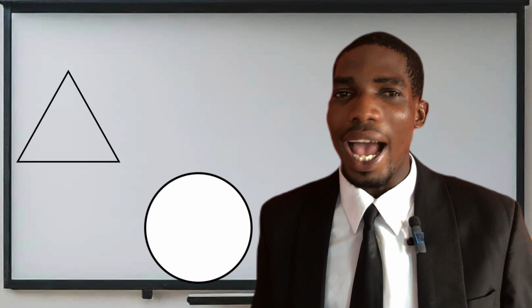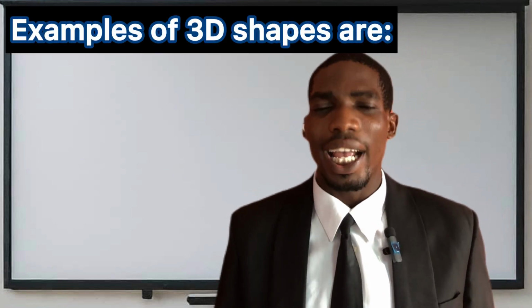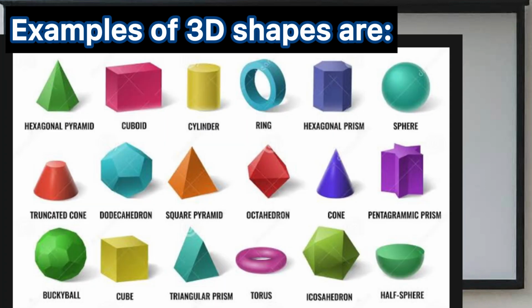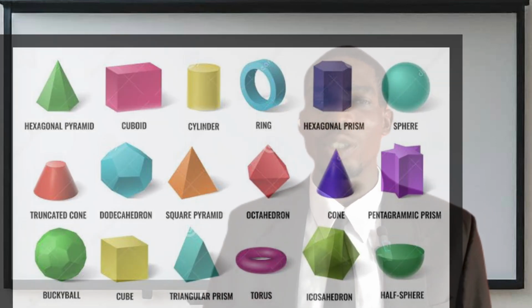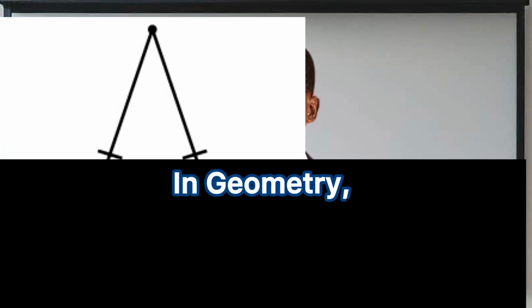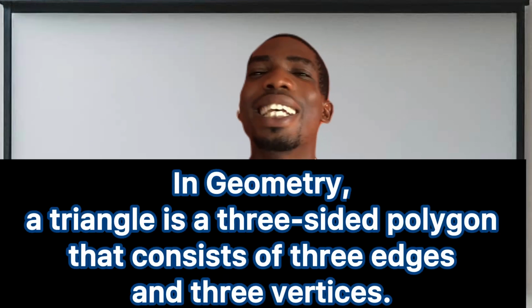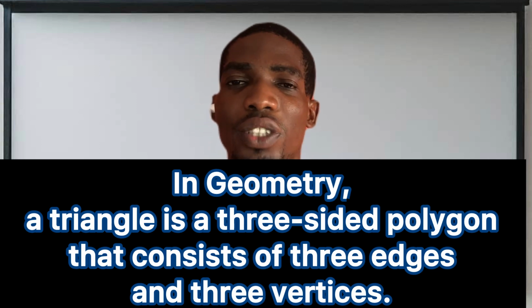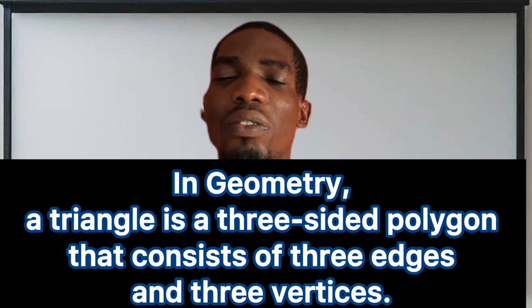So from the differences given above under 3D shapes, what are the examples of 3D shapes? Examples of 3D shapes are your cube, your cuboid, your sphere, your hemisphere, your cylinder, your cone. They are all examples of 3D shapes. But for now, we want to deal with 2D shapes. And one of the things we want to start from is triangle. So for triangle, we are going to be looking at everything surrounding triangle, the types of triangle, the area of the triangle, and how to calculate different types of angles. That is what we are going to be dealing with today.